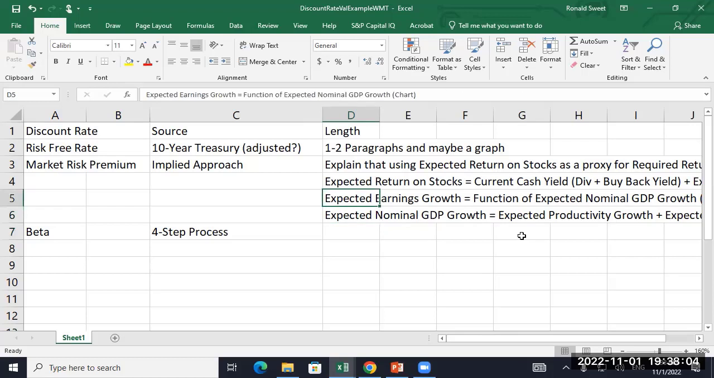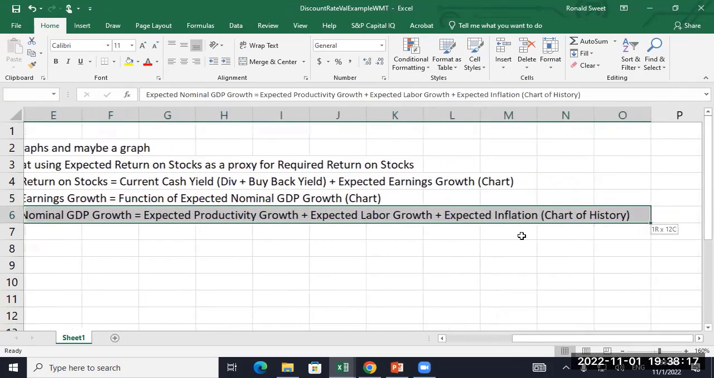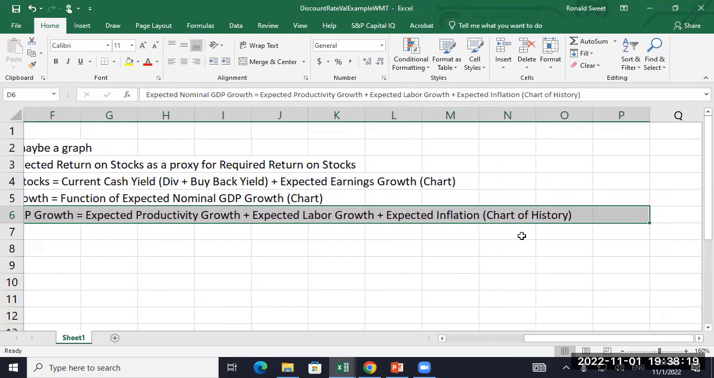So each one of those, that's probably a paragraph. That's probably a paragraph. Maybe these two is a paragraph. And then this is, who knows? I think I showed you one paper that could have gone on for 10 pages.